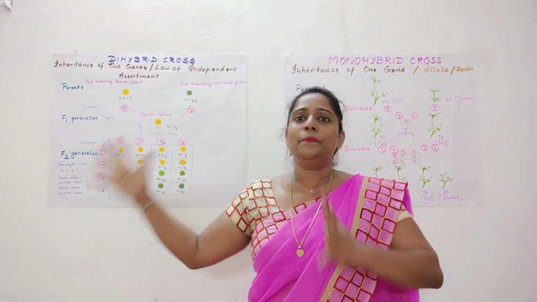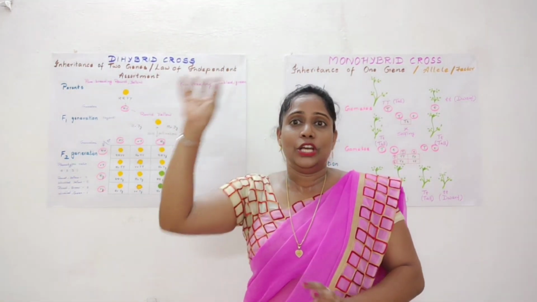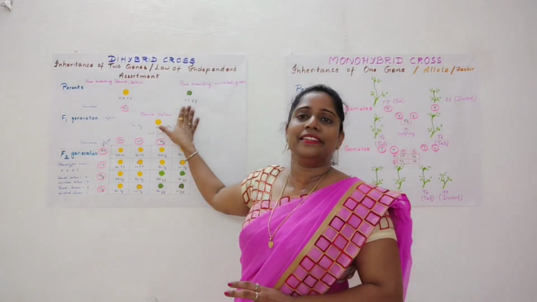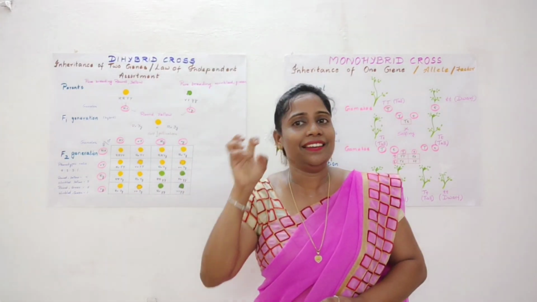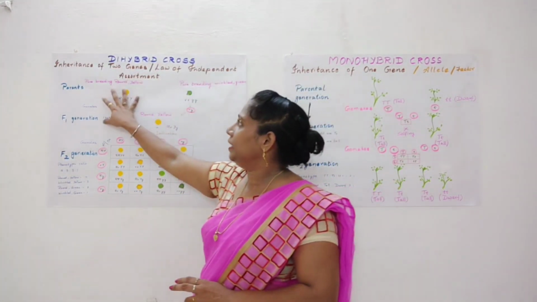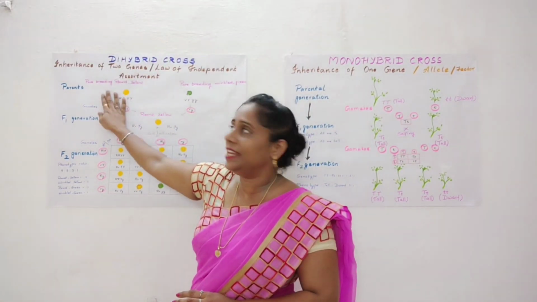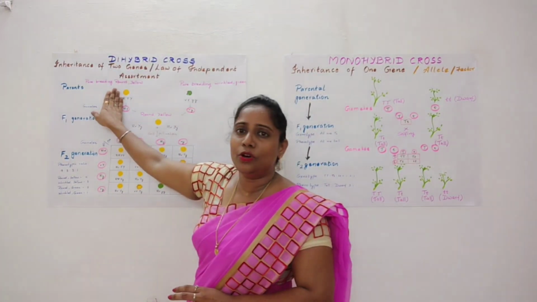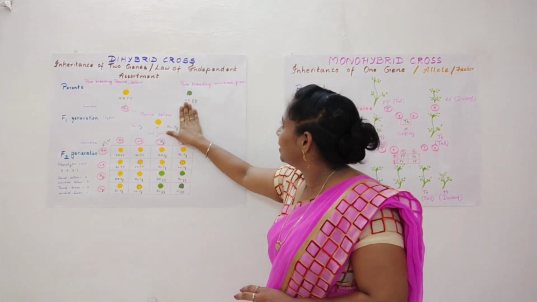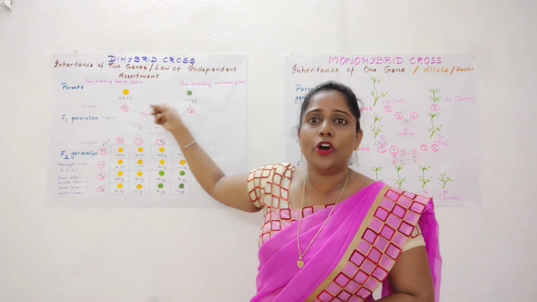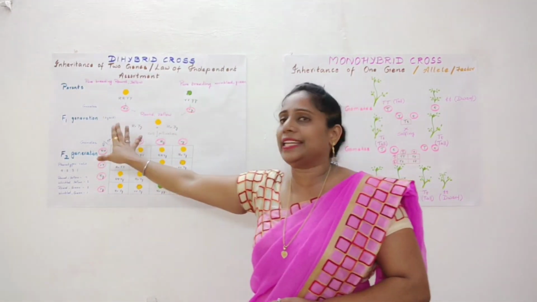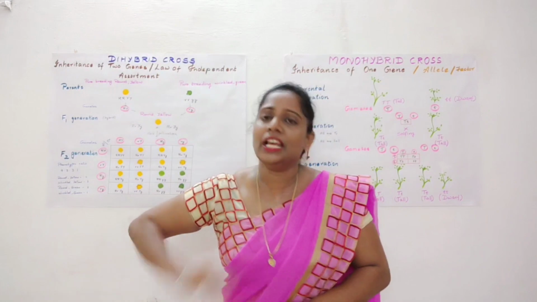He took one pure breeding plant with yellow and round seed. He took another plant with green and wrinkled seed. So now what did he do? He took the pure breeding round yellow and he took pure breeding wrinkled green. When I say pure breeding, that means they were only showing these characters for generation after generation.